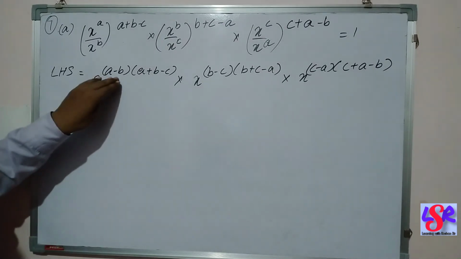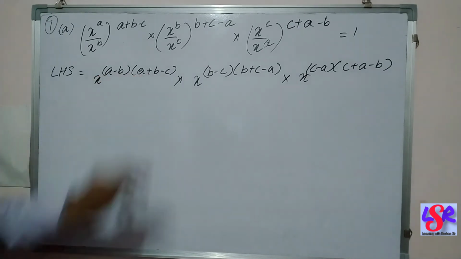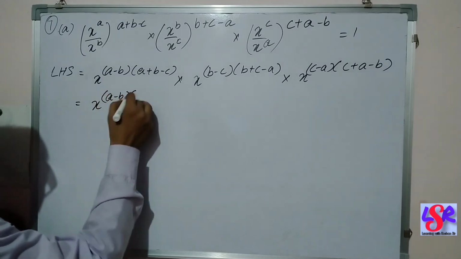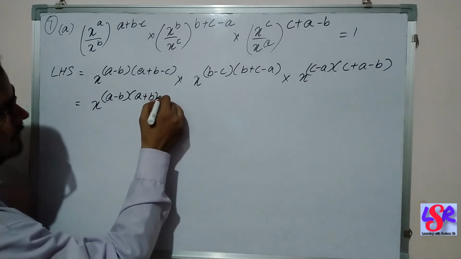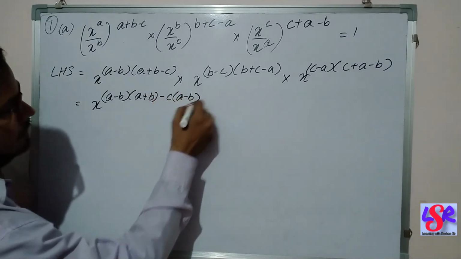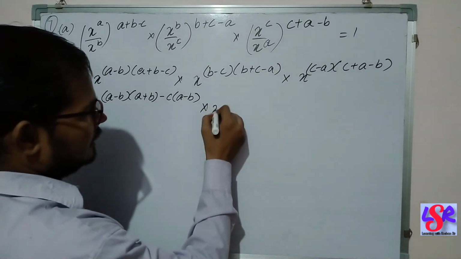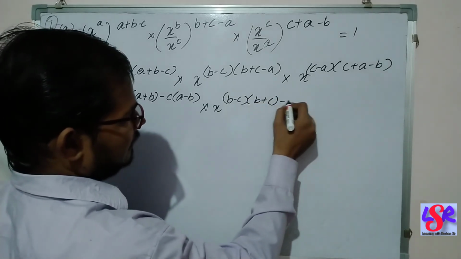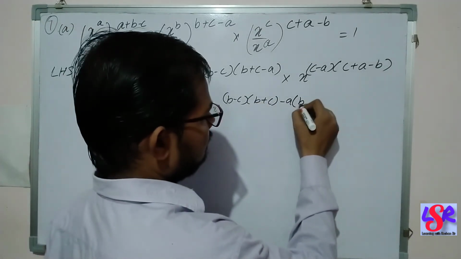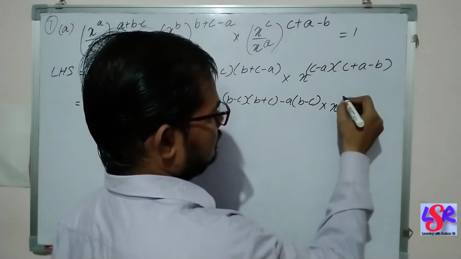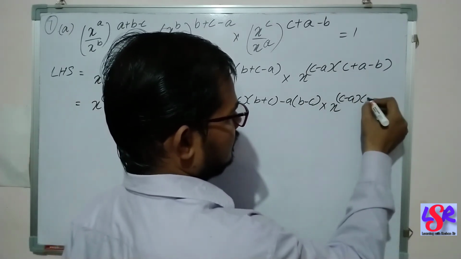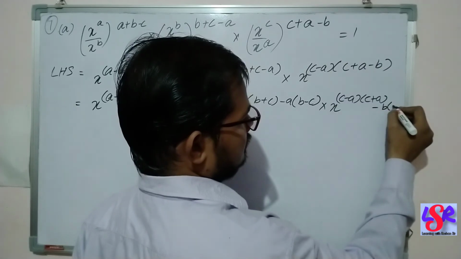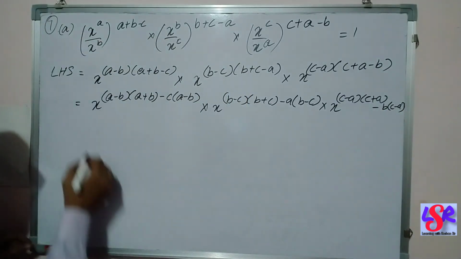we'll be using an identity for these two, and we'll be multiplying by the next one. So this will be equal to x to the power (a minus b) into (a plus b), then minus c into (a minus b). And similarly for the other, this will be x to the power (b minus c) into (b plus c), then minus a into (b minus c), into x to the power (c minus a) into (c plus a), then minus b into (c minus a). Now we are going to open this.